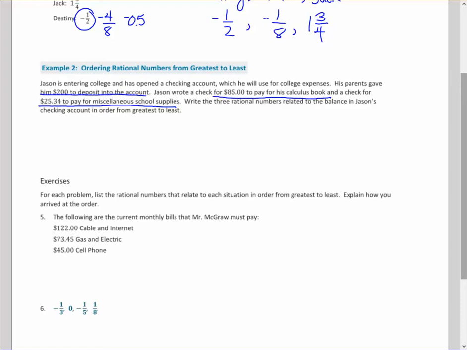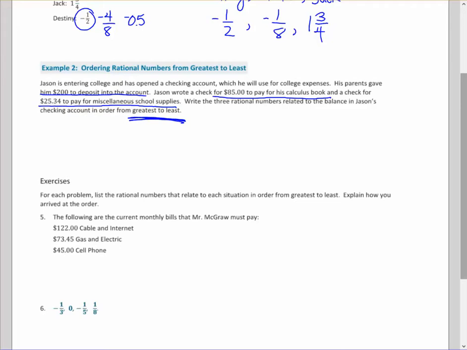Anyway, write the three rational numbers related to the balance in Jason's checking account in order from greatest to least. So that is different than what we've been doing. We've been doing least to greatest. You've got to pay attention. This one's greatest to least.